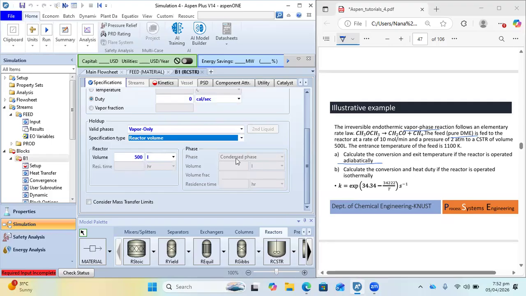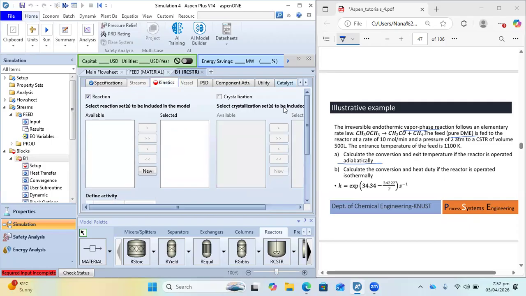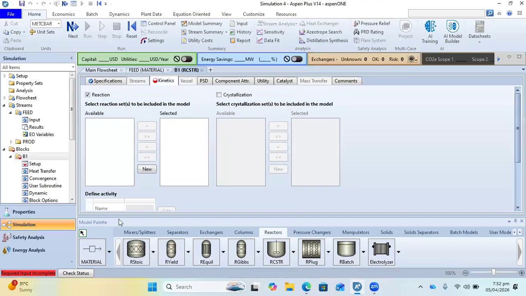This is reactor volume. So we are done with that. Now you notice that specifications are all fine now. We need to make some inputs to the kinetics this time. So when we get here, this is how it's going to look.